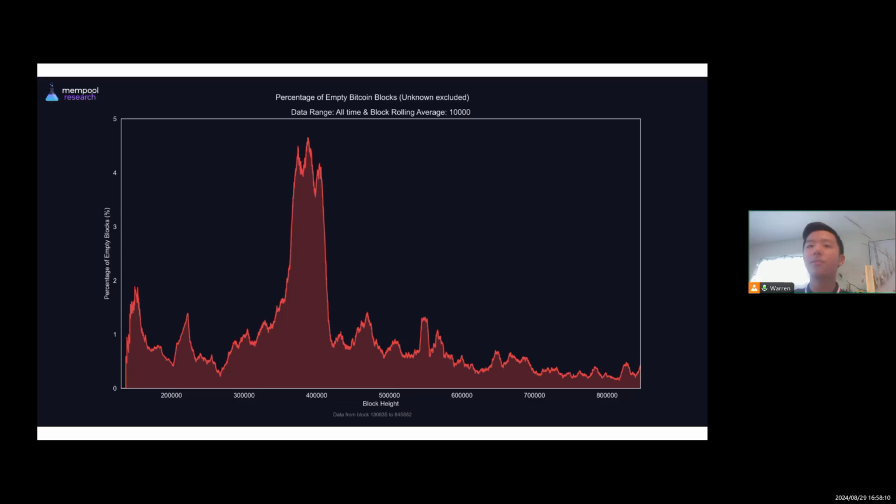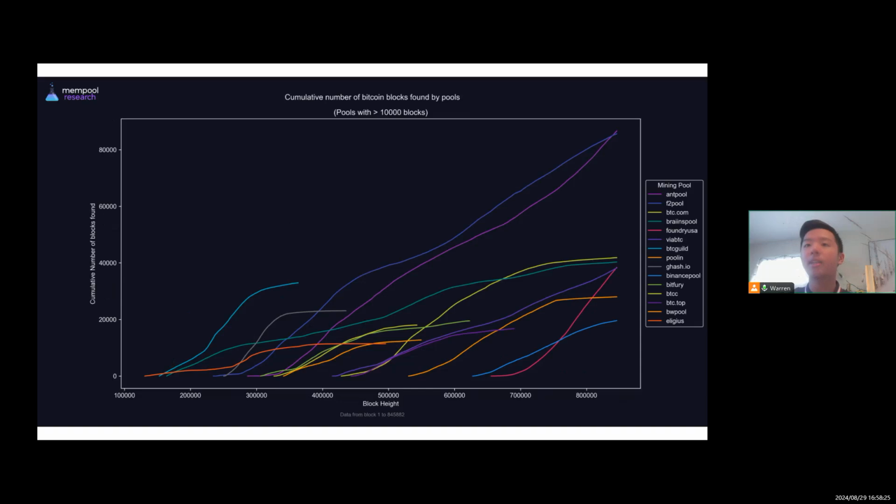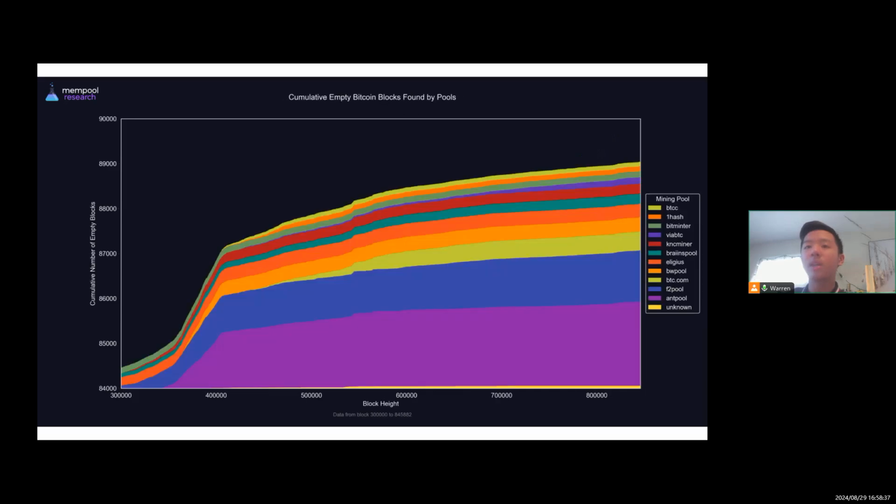So first, this graph shows the percentage of empty blocks mined during the years that Bitcoin has existed, from the range of 2013 to 2024. And here we have the cumulative number of Bitcoin blocks found by pools. Each line here represents a pool. The range is also from 2013 to 2024. Now we have cumulative empty blocks found by pools. Each color represents a pool, and the range is from 2015 to 2024.